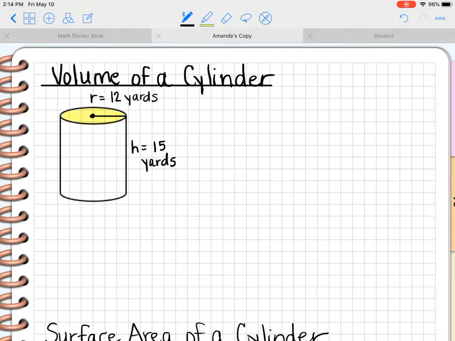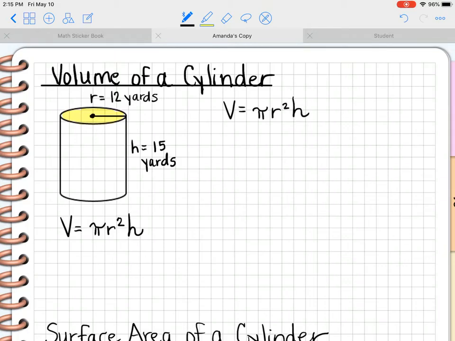The formula to do a cylinder's volume looks like this. V equals pi r squared h. So you have pi, radius, and height. So we have the pieces that we need to solve this problem. And I'm going to bring my formula up here and I'll show you how to do that.